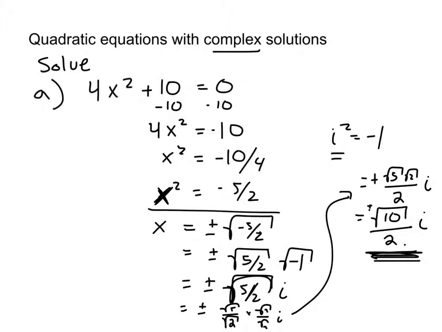All right, so let's go ahead and write our solution. So your solution is negative square root of 10 over 2 i, and then square root of 10 over 2 i. Okay, let's do one more example.